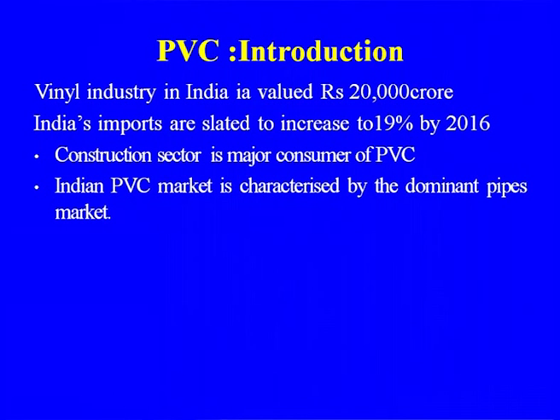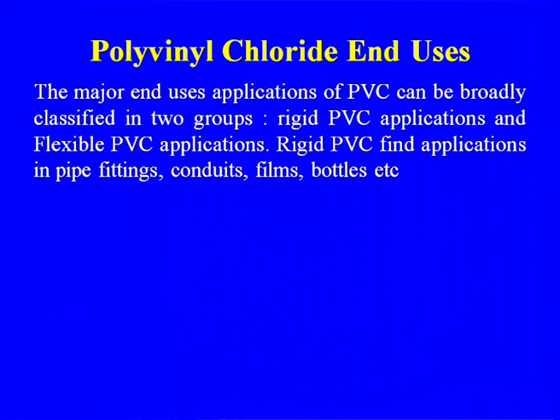The Indian PVC market is characterized by the dominant pipe market, which I told you, pipe and pipe fittings. The major end use applications of PVC can be broadly classified in two groups: rigid PVC applications and flexible PVC applications. Rigid PVC finds application in pipe fittings, conduits, films, bottles, etc.